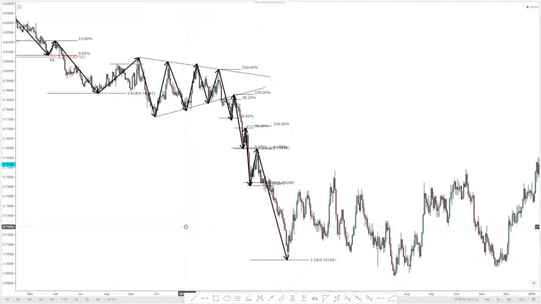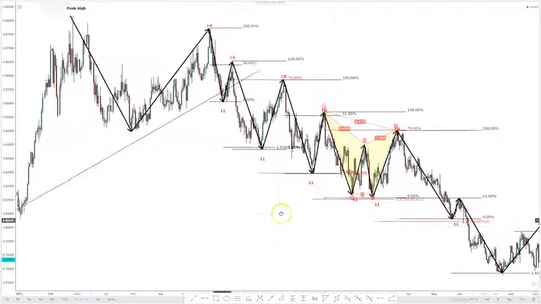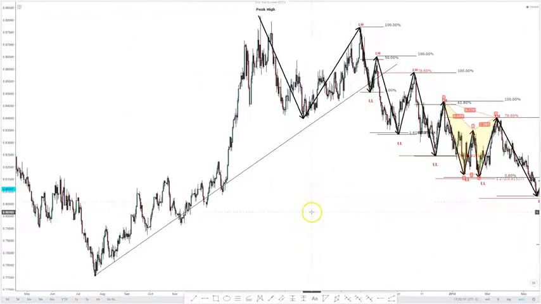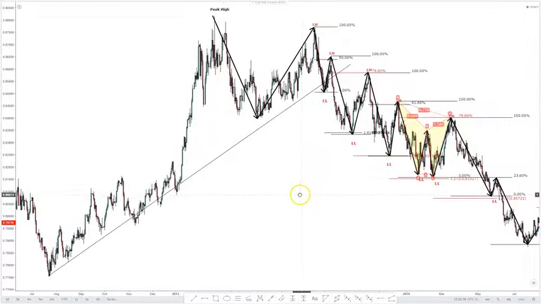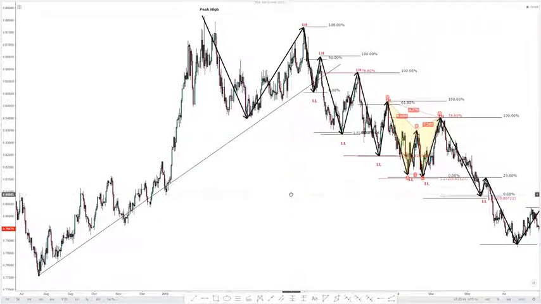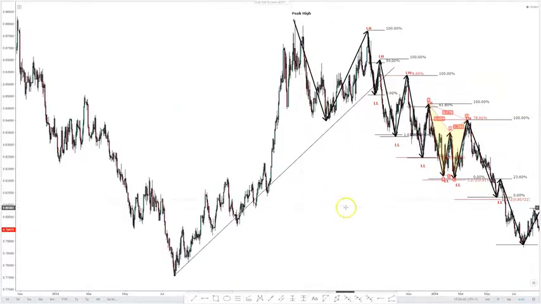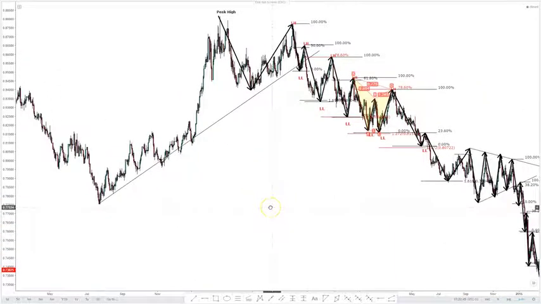Okay, so let's go back. Now I can show you a real lesson. Everything we've been looking at has all been a part of a harmonic pattern. All right, so let's actually see it. You ready for it?